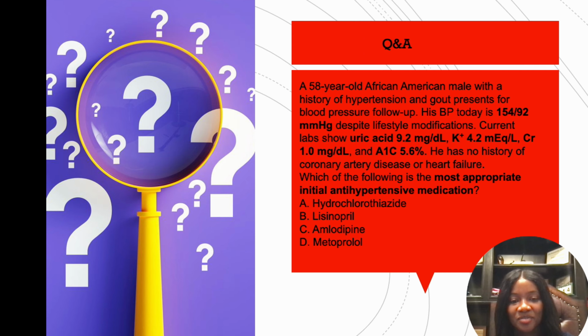So the correct answer for this one is C, amlodipine, which is a calcium channel blocker. You need to remember the key guideline points. In African American patients, first line therapy is thiazide diuretics or calcium channel blockers. But in this case, the patient has gout, so you cannot use a thiazide because that will worsen the gout.